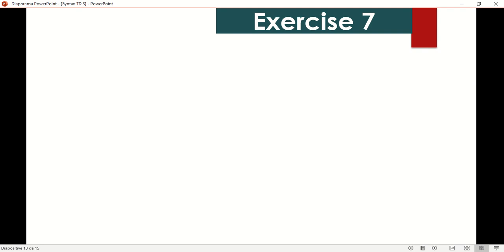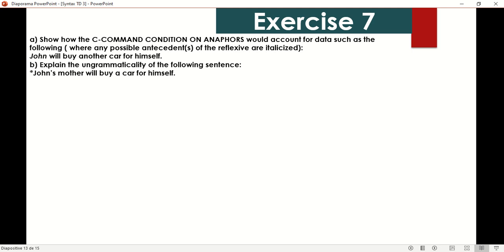Now we'll move to the last exercise, exercise 7, the one about structural relations, and we'll focus on C command since it has dominance and precedence. Actually, we studied dominance and precedence to understand C command. It says, show how the C command condition on anaphors should account for data such as the following, where any possible antecedent of the reflexive pronoun, the anaphor, are italicized.